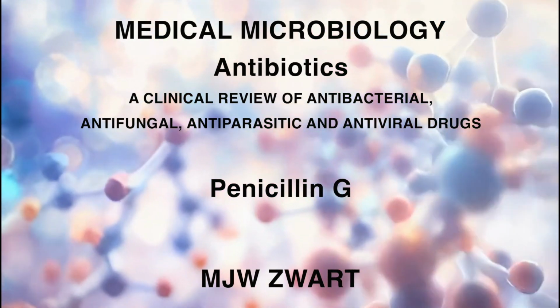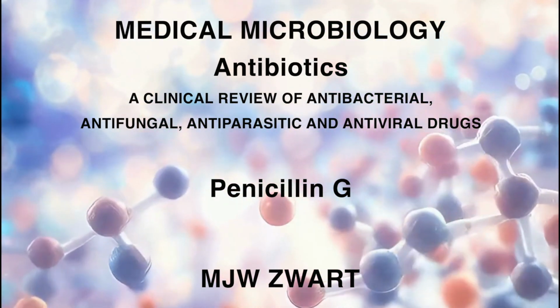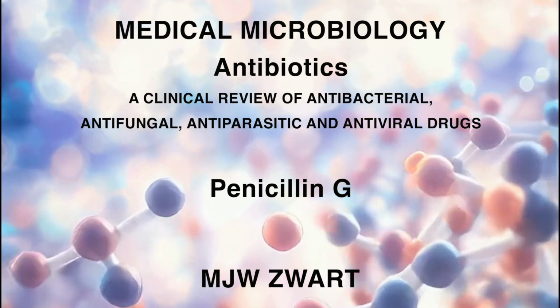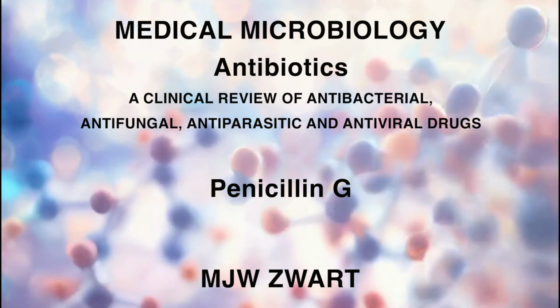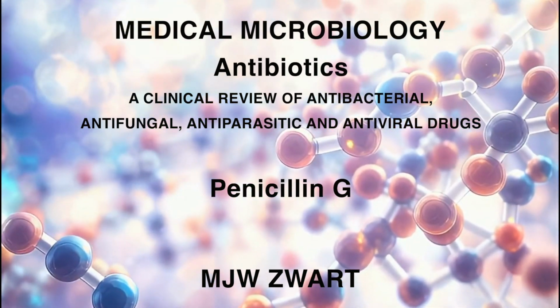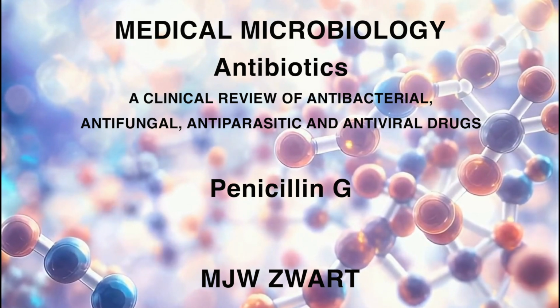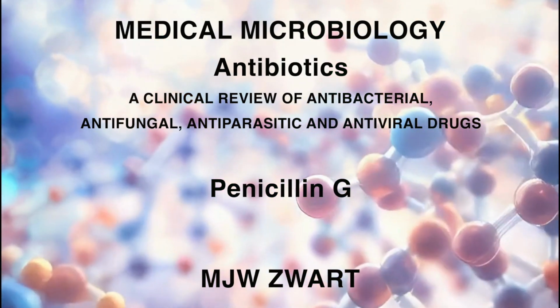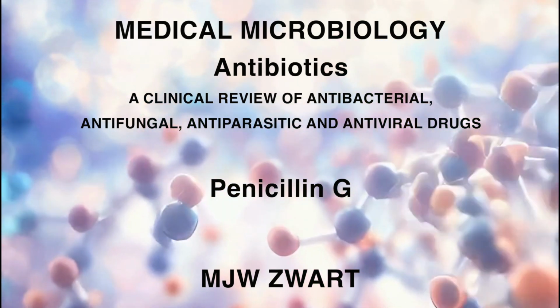Yeah. And it does this by inhibiting a crucial enzyme called transpeptidase. This enzyme's job is to build and maintain that peptidoglycan layer. And what penicillin G does is it acts as a decoy. It mimics a building block of peptidoglycan, so it effectively jams up the machinery. The result is a weak and unstable cell wall that can't protect the bacteria anymore.